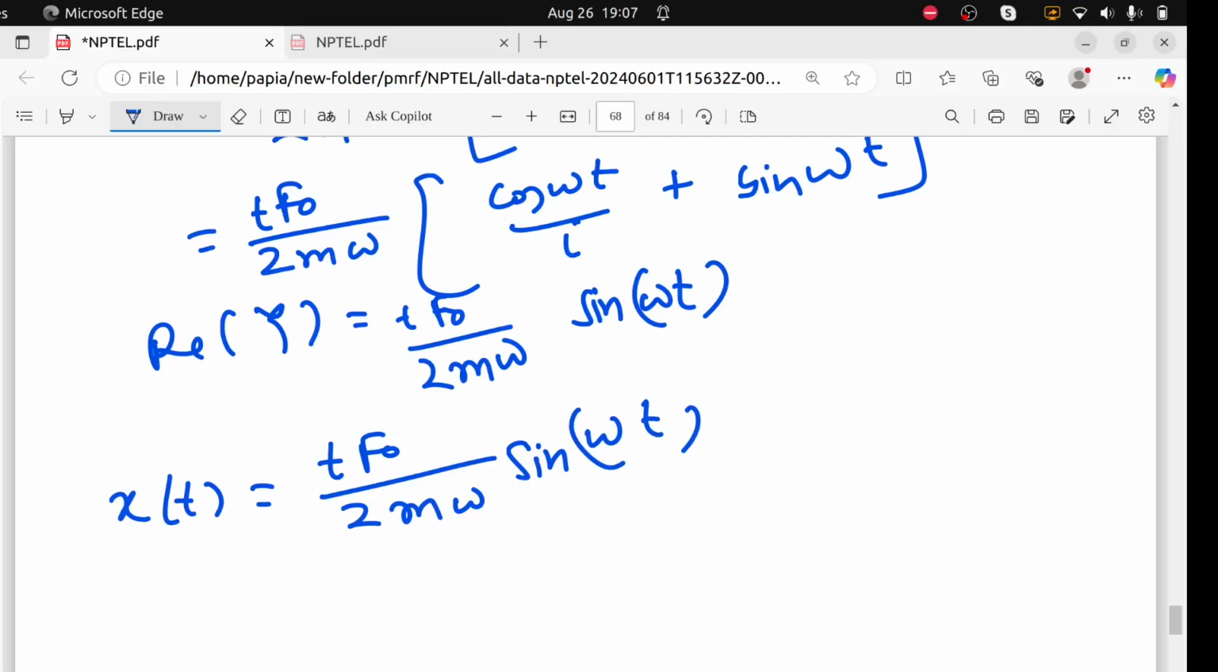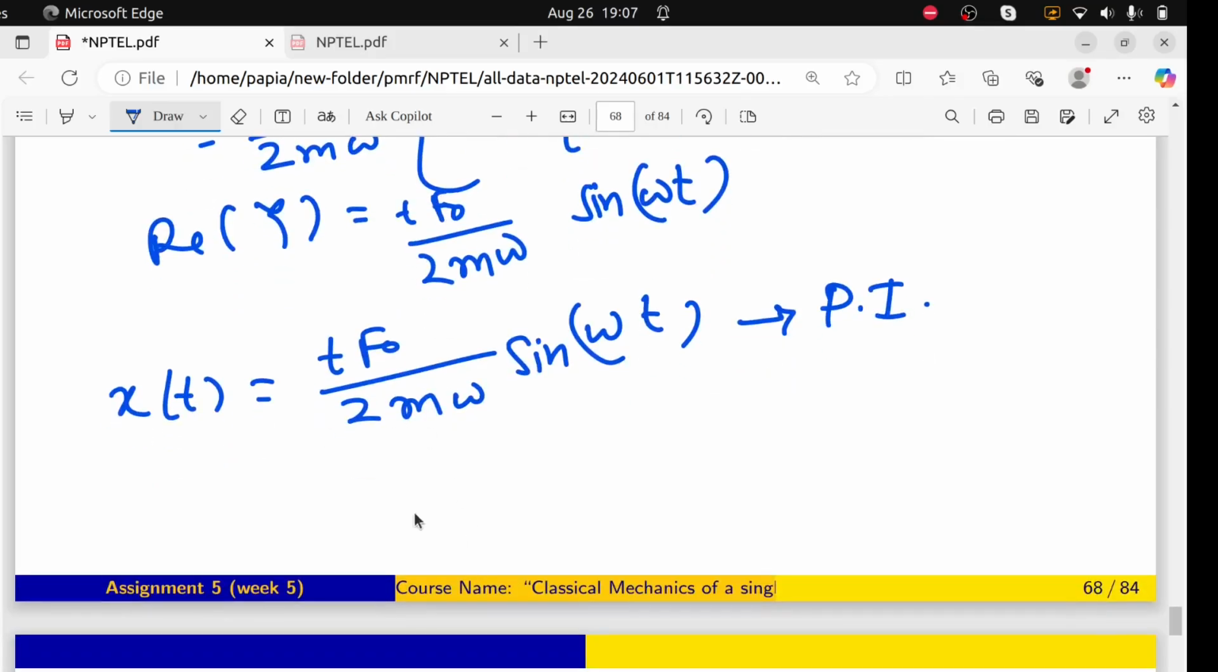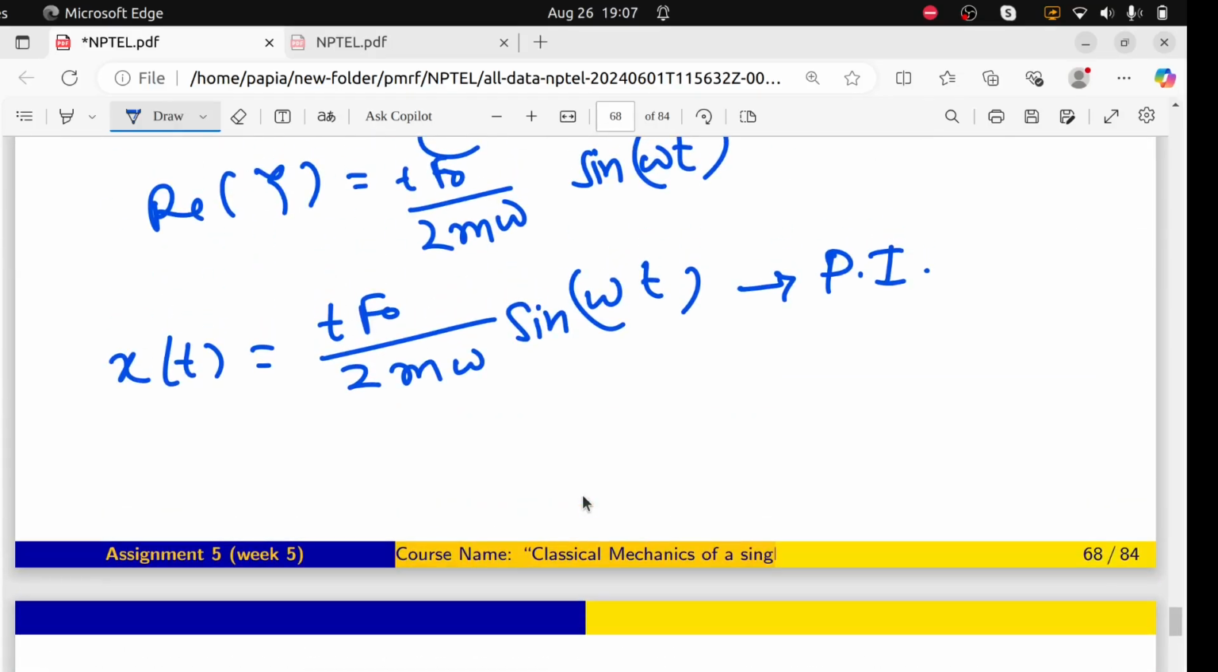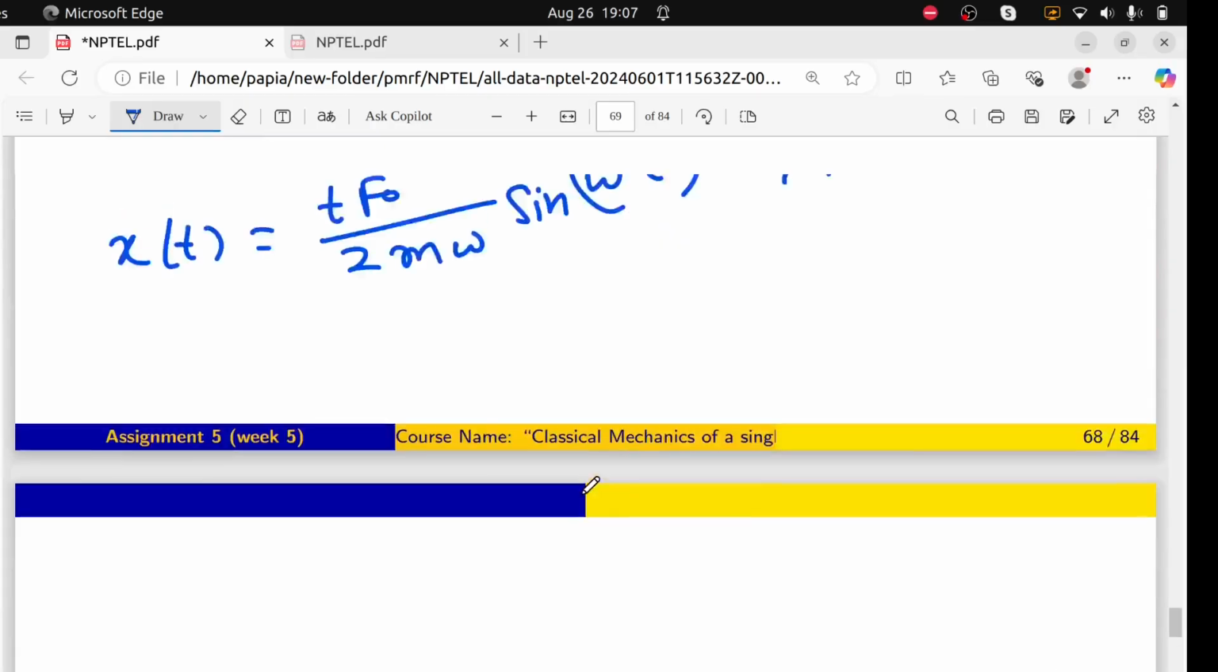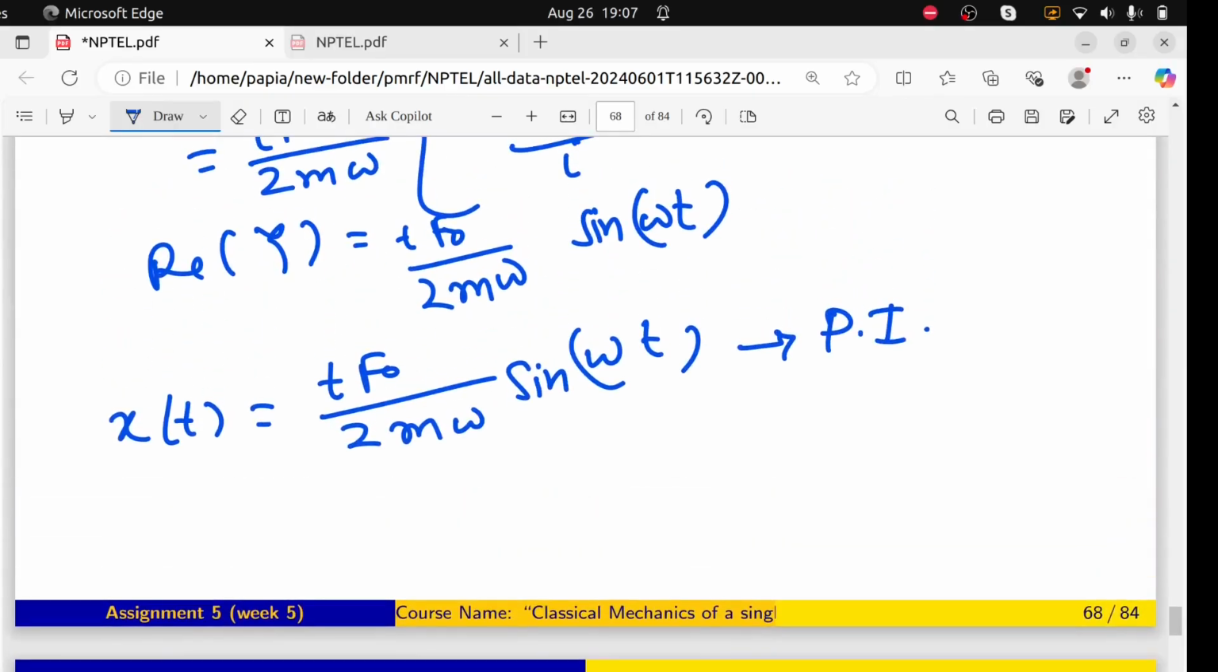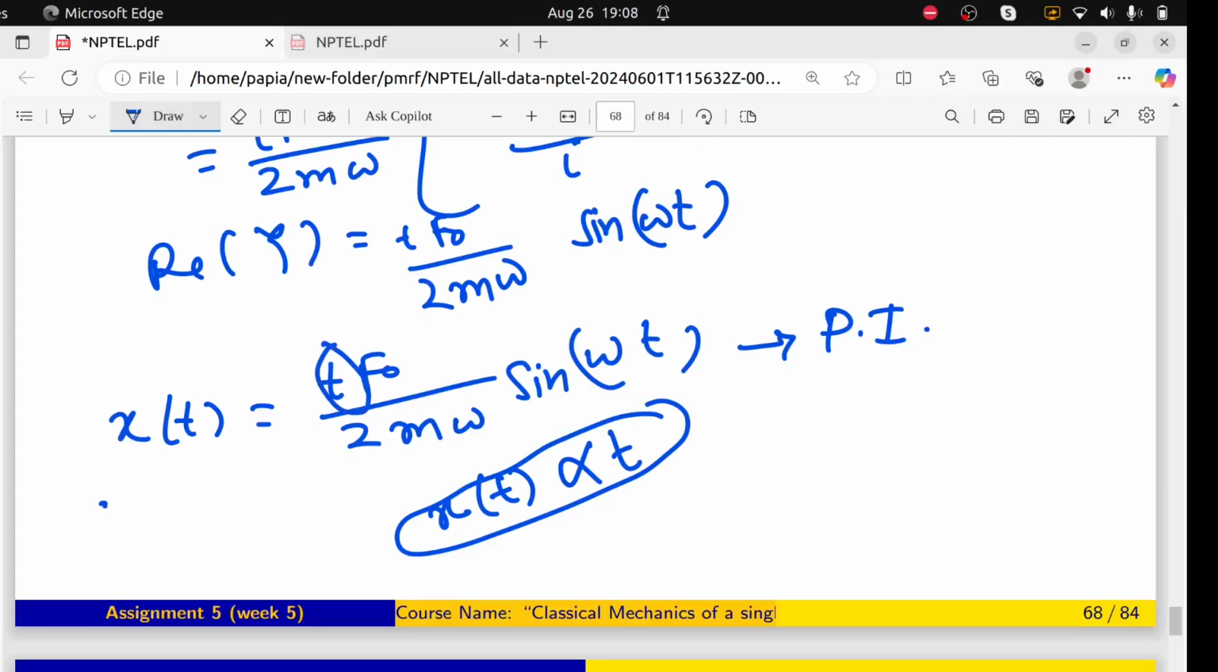So this is nothing but my particular integral. For the particular integral we need to take the trial solution, so that's why we are just ending with this equation. So this is the PI. Now coming to the CF, no need to go for the CF, because in the question they are mentioning that our x(t) is proportional to t directly. You can see obviously there is a term as t.